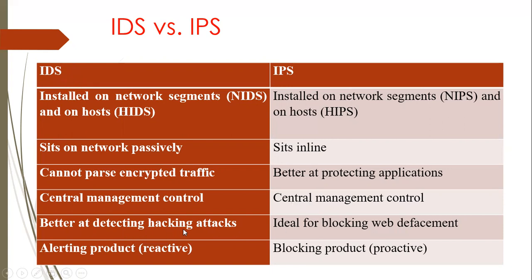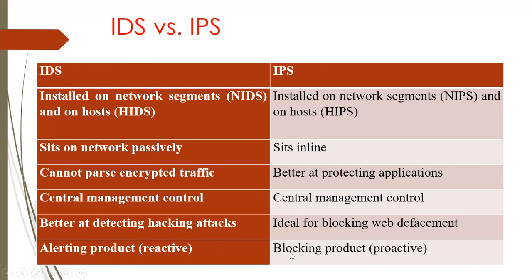IDS is better at detecting hacking attacks, whereas IPS is very useful for blocking the attacks. IDS will only identify, it will detect the attack, whereas IPS will take proactive measures. It will block the attack. IDS is a reactive approach. It will only alert the system, that's it. It won't take any further action.